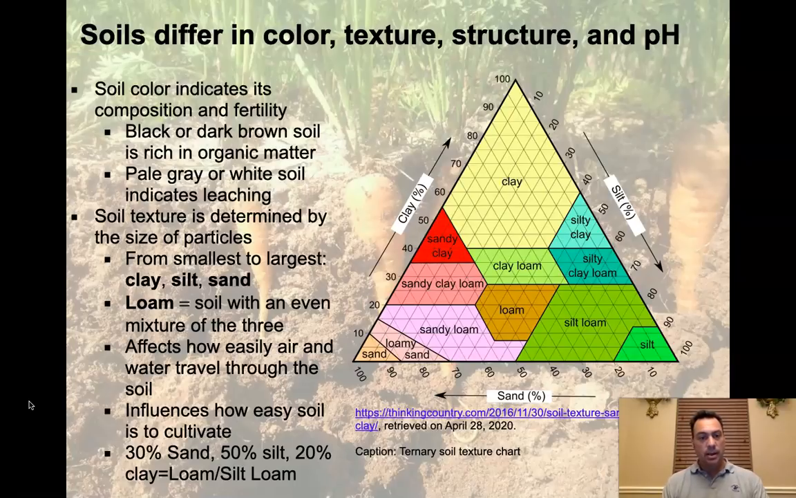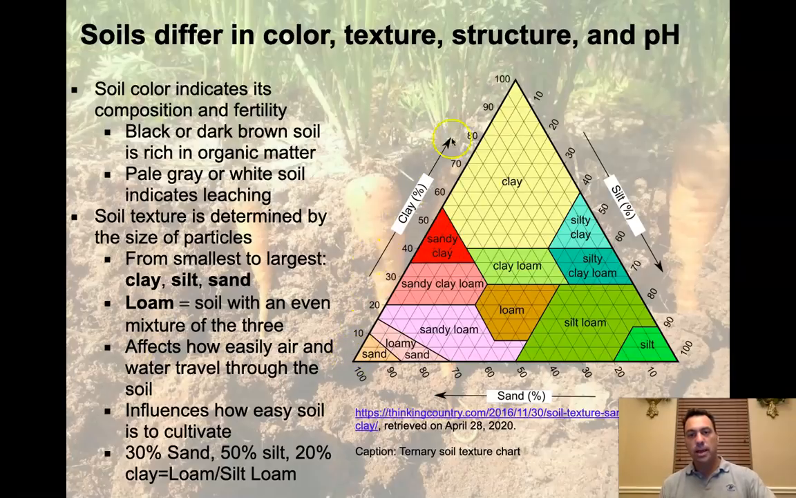Okay, this influences how easy soil is to cultivate, of course, as well. Now let's use an example, 30% sand, 50% silt, and 20% clay. If we go out and do a test and find out that those are the percentages in a soil sample, we can classify that. We want to know if it's a loam or a clay or a sand or whatever. And the way that we do that is we can plot it on this chart.